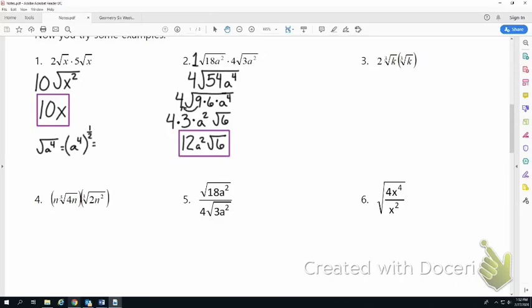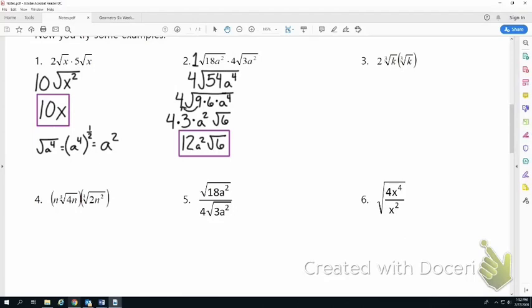What is half of 4? 2. Now, don't write that out every time, but know that whenever I'm taking the square root of a variable raised to an exponent, I'm just dividing that exponent by 2. That's all I'm going to do.